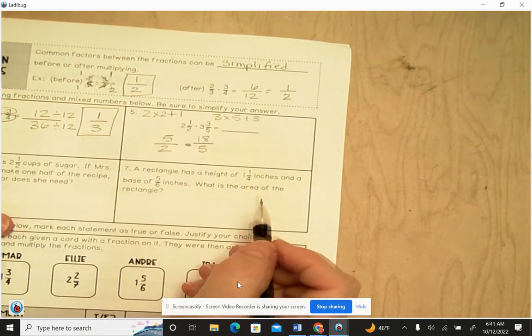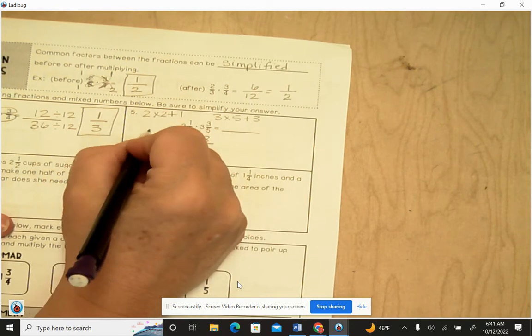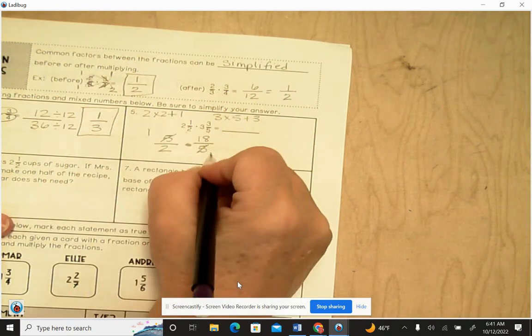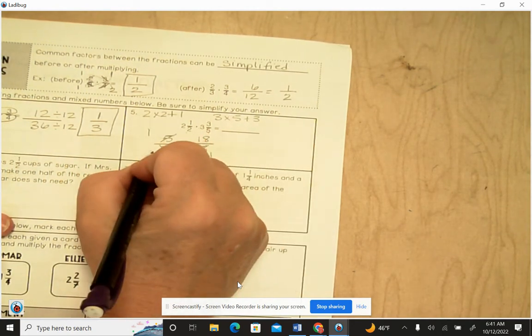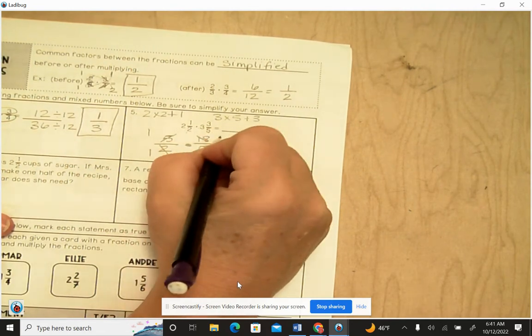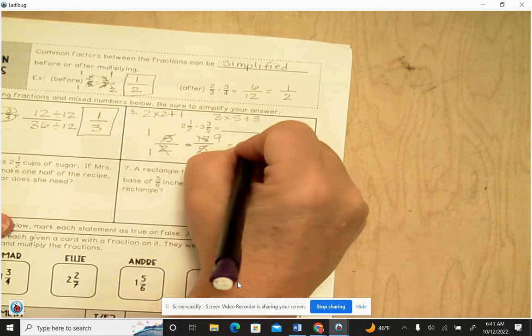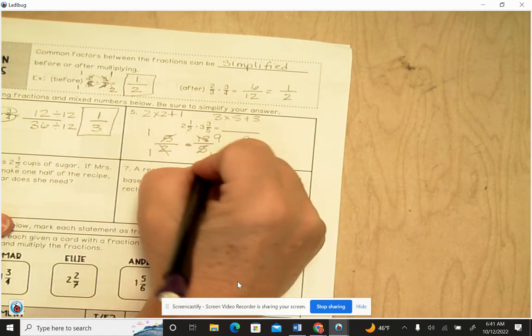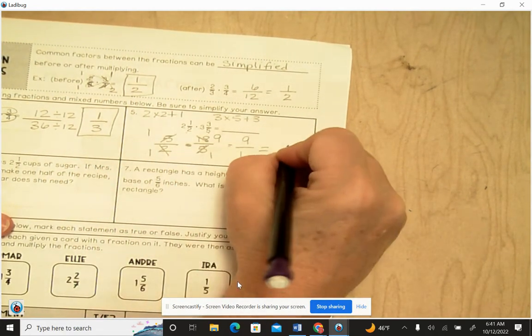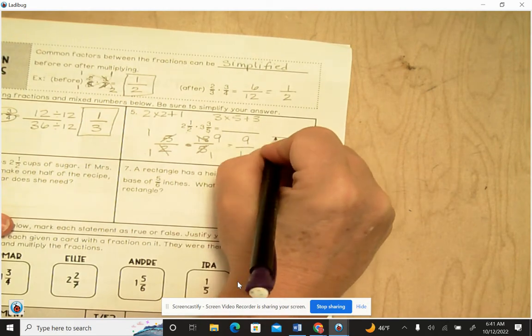And we can simplify to make that more manageable. 5 goes into 5 one time. 5 goes into 5 one time. 2 goes into 2 one time. And 2 goes into 18 9 times. So we multiply 1 times 9, we get 9. And 1 times 1 is 1. And when you simplify that, you get just 9.